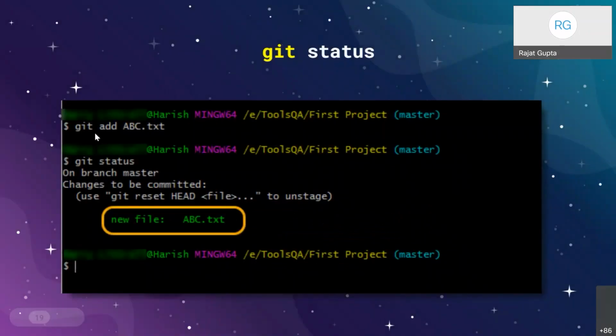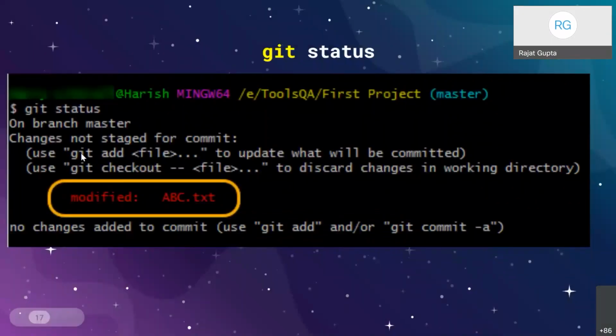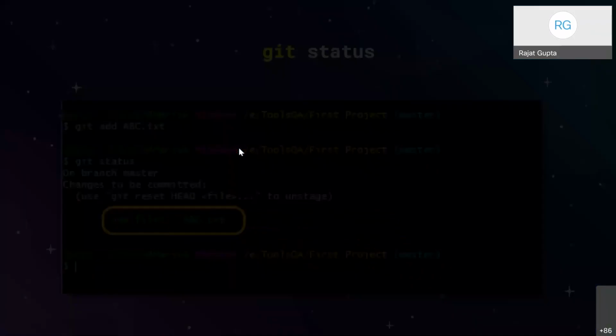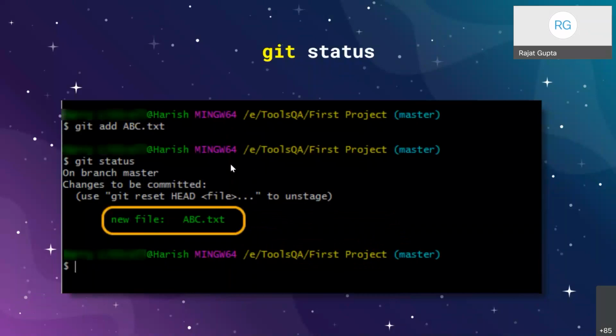Now as we can see, I wrote git add abc.txt and then I ran git status. So now you can see it says changes to be committed. Earlier it said changes not staged for commit. So now this change has been staged, but it has not been committed yet. Therefore, it shows it in green color.